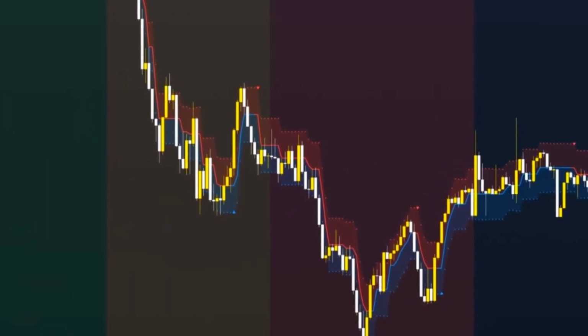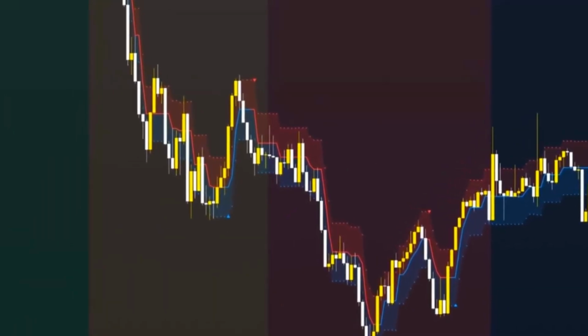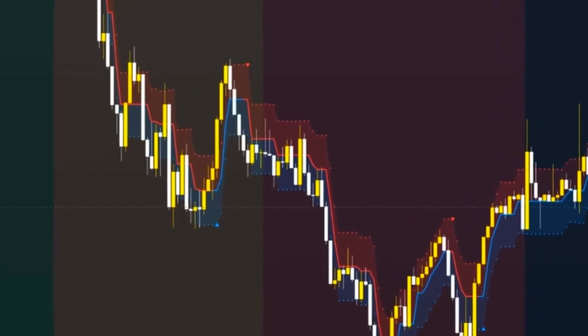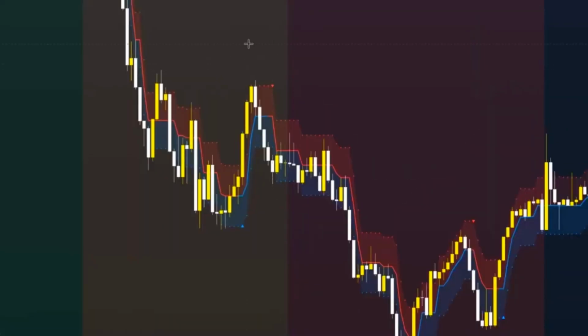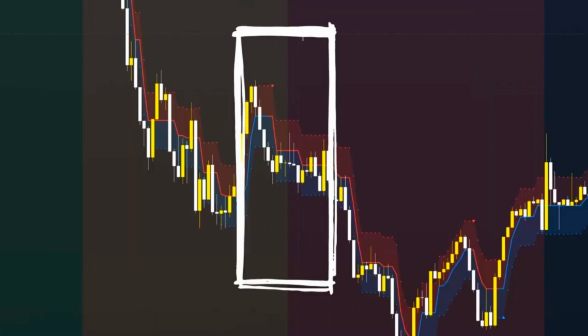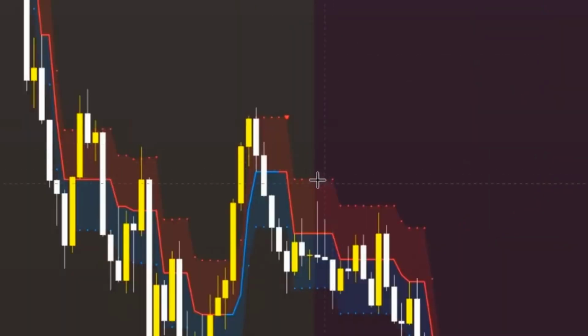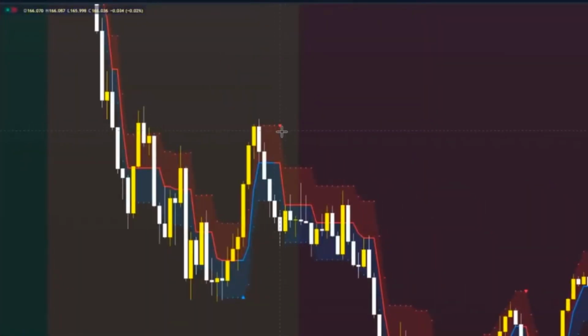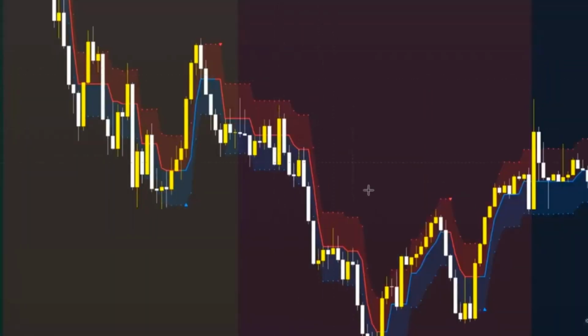The indicator consists of a moving average line that changes colour based on trend direction and a series of dots for potential entry and exit points. So this is exactly how we will be entering our trades. From the crossing of the mixed session into the New York session, we're going to be looking to the left to see the previous signal that was painted. This triangle right here indicates that price wants to move down and you can see that it did.